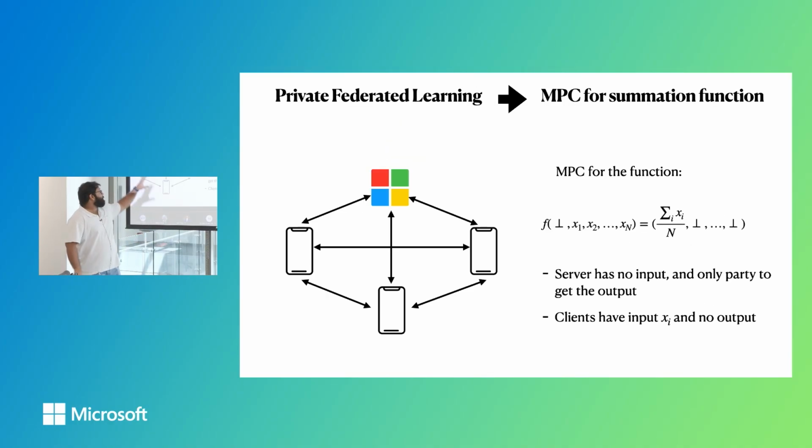So we can think of private federated learning as just doing an MPC for the summation function, where you want the server to be the only party to learn the output, and all the other parties don't receive any output in this MPC function. The server has no input, and all the clients have some input x1 to xn. Okay, so this is what we want to do. We want an MPC for this particular function.